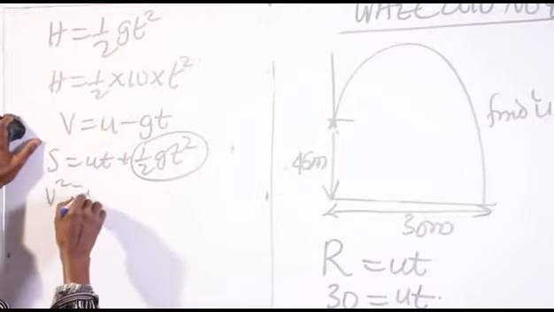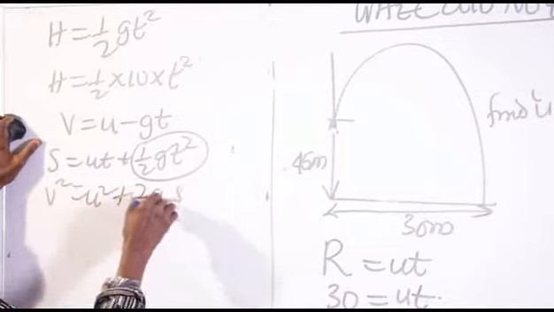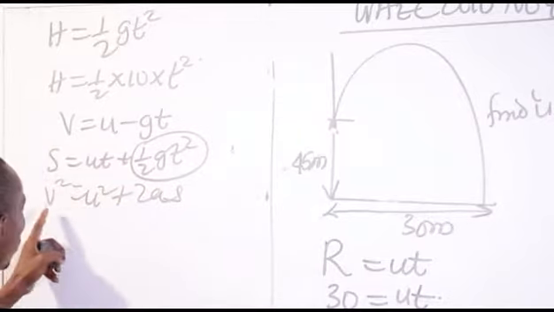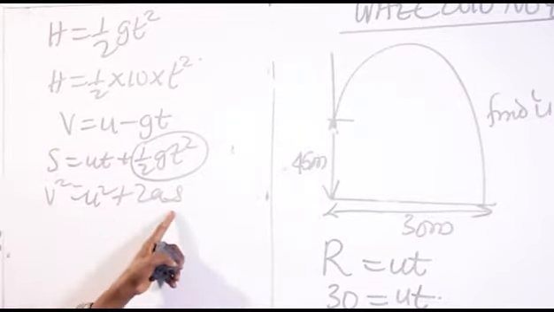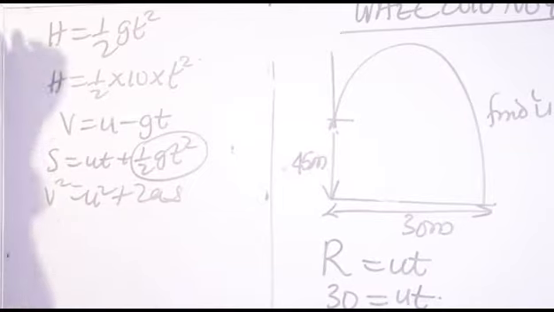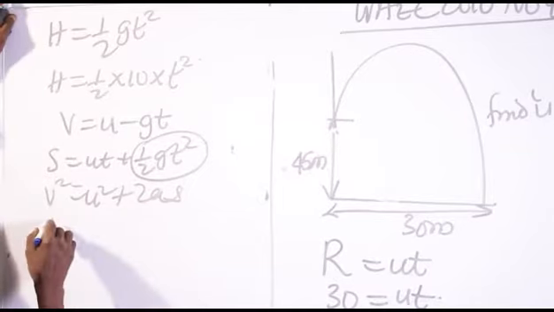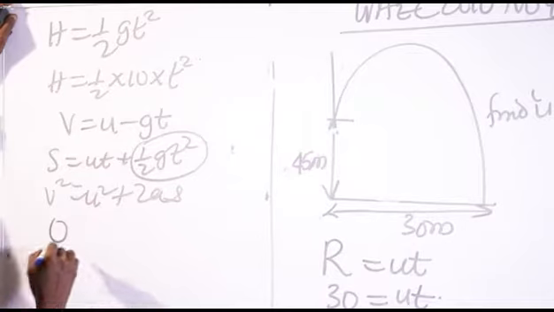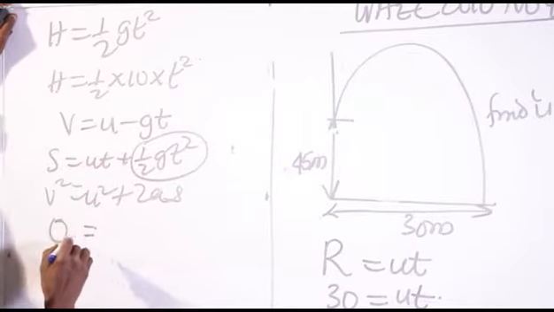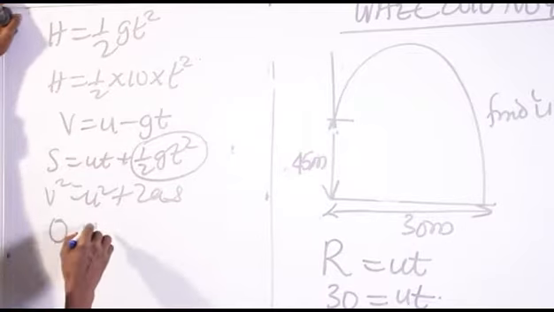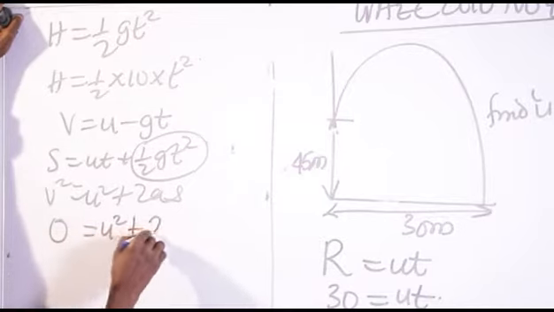Or v squared equals u squared plus 2as. Final velocity we are not given. We are looking for this distance. Final velocity is 0. Our initial, this is u squared. Our 2.